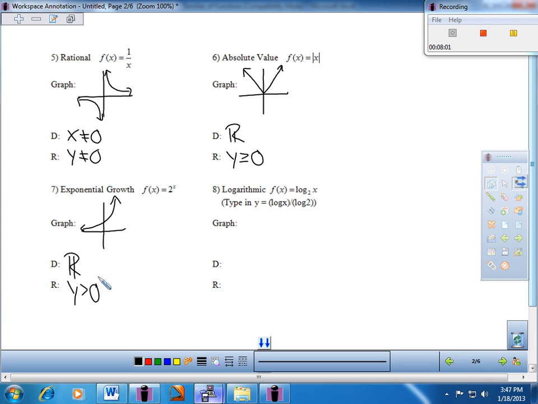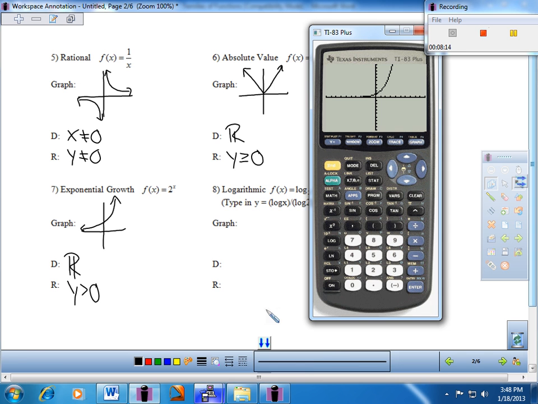This one's also a tough one to see, this last one, what's called a logarithmic function. We'll go ahead and type it in exactly as it says right there, see if we can figure out what it looks like. But I'll sketch it out so we have a good way to see it.